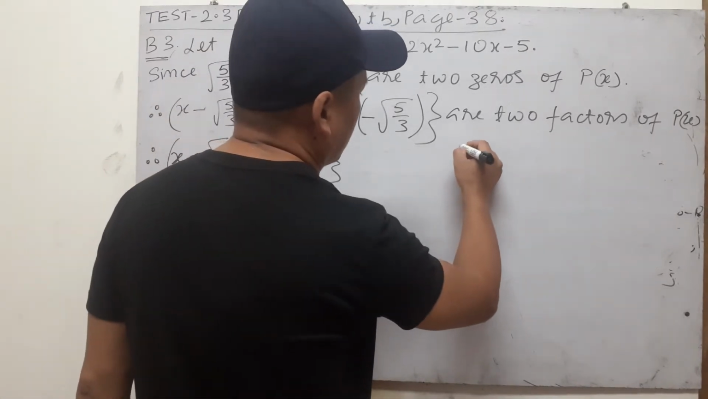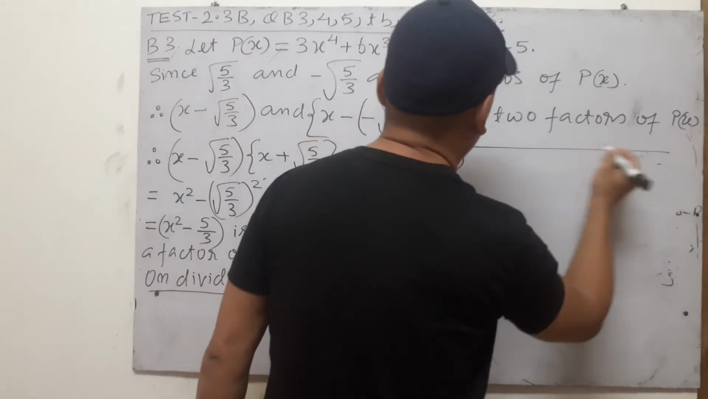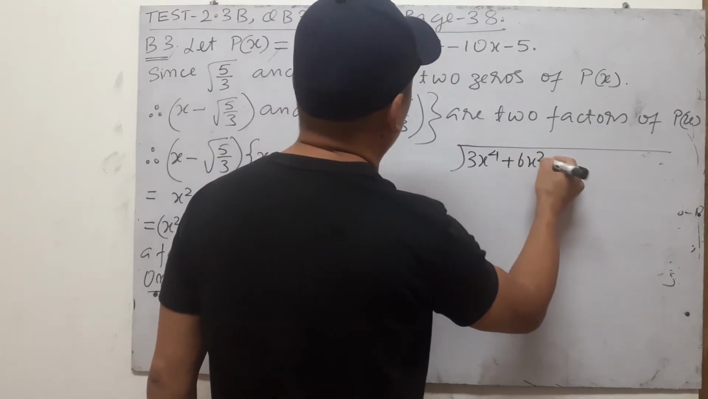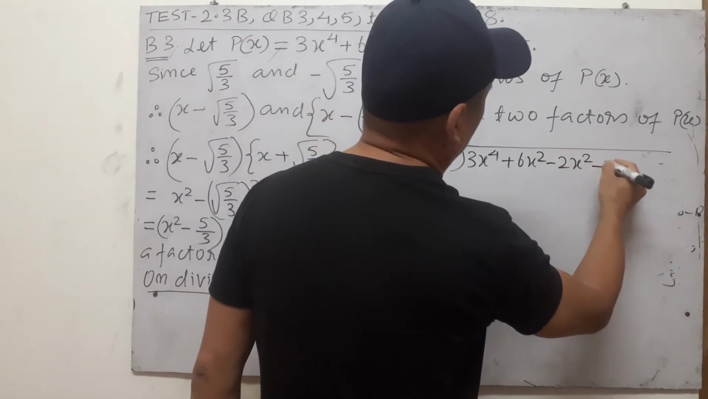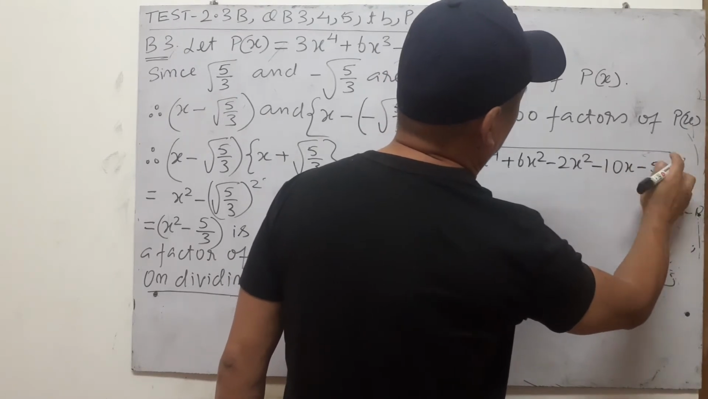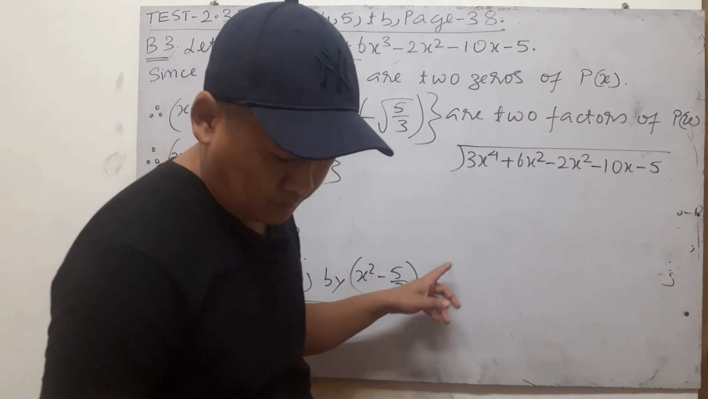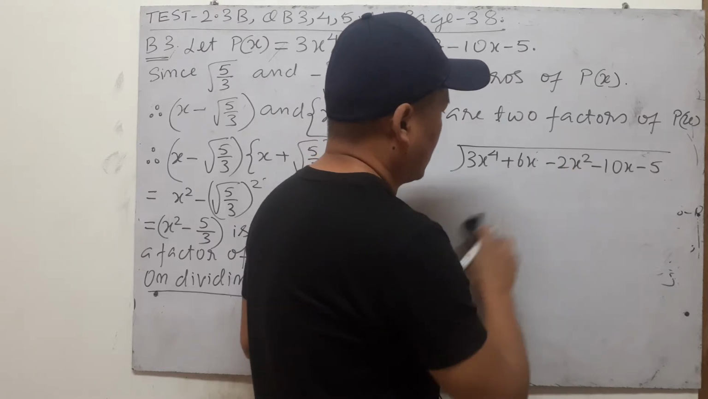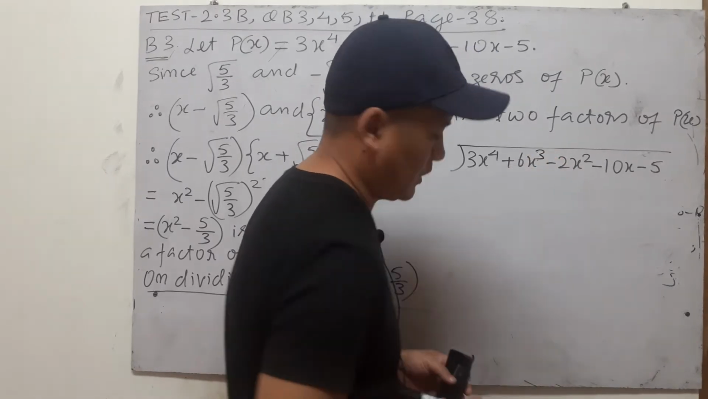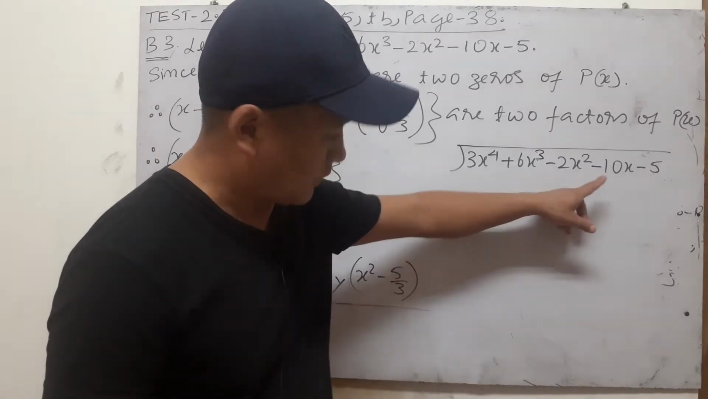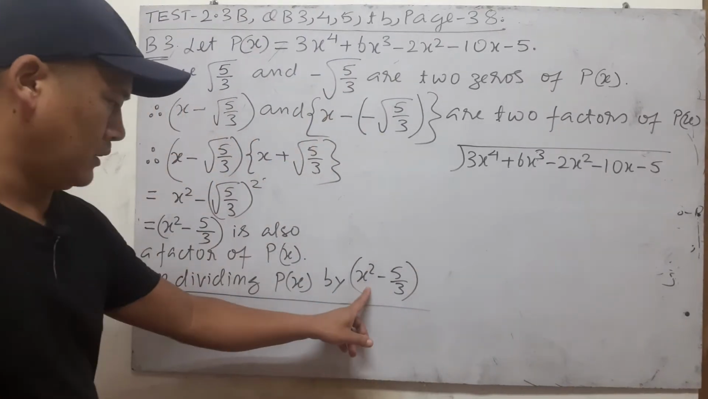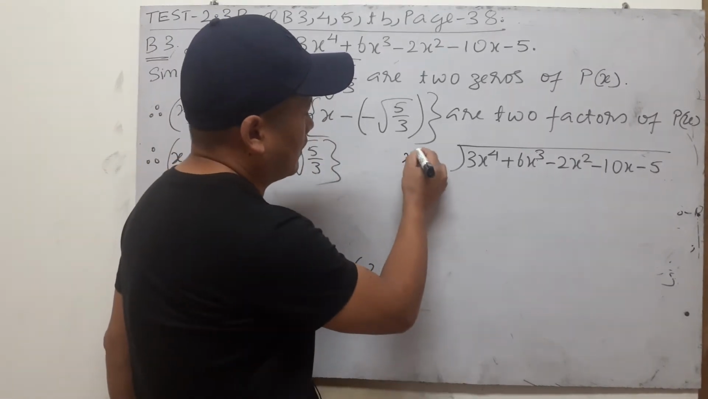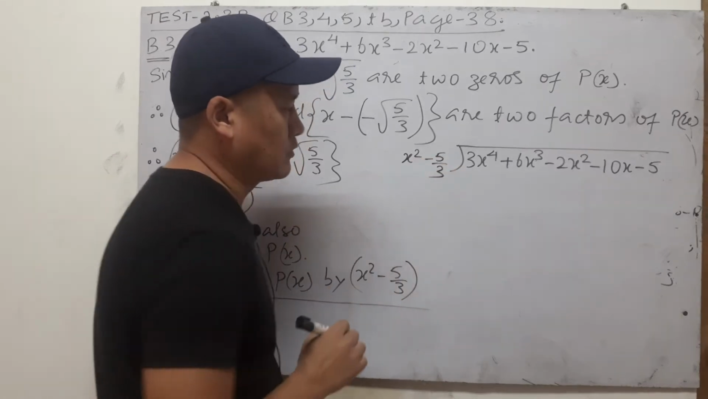So here we divide. Now write down this one: 3x to the power 4 plus 6x cubed minus 2x squared minus 10x minus 5. Let me check once more. Yes, 3x to the power 4 plus 6x cubed minus 2x squared minus 10x minus 5, divided by this new combined factor that we got from here, x squared minus 5 by 3. So here we write x squared minus 5 by 3. I want to go slow with this.